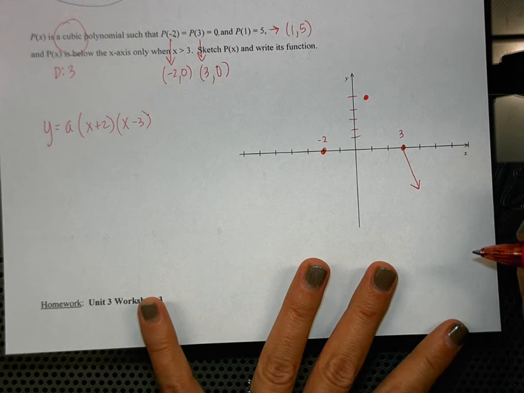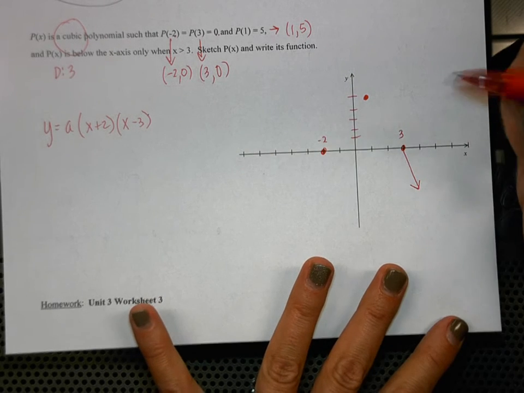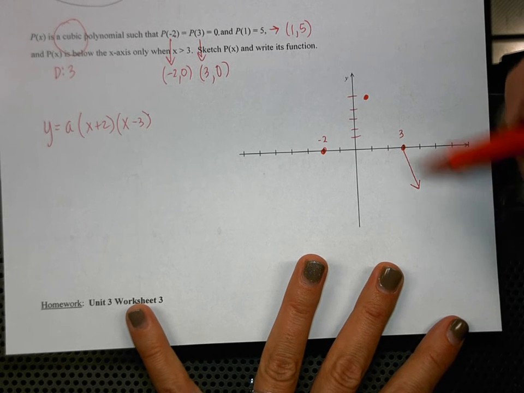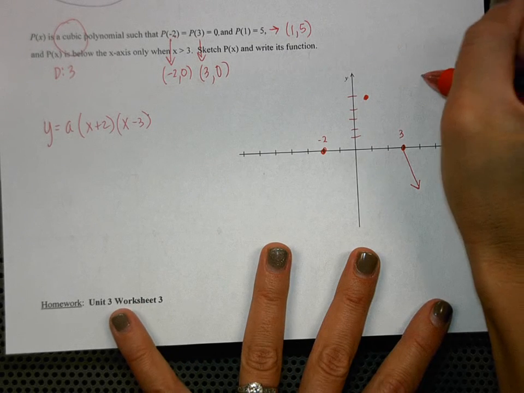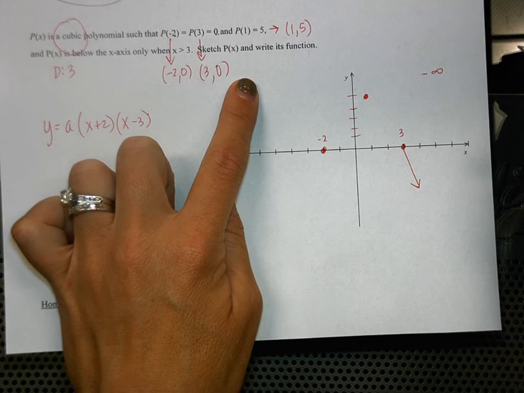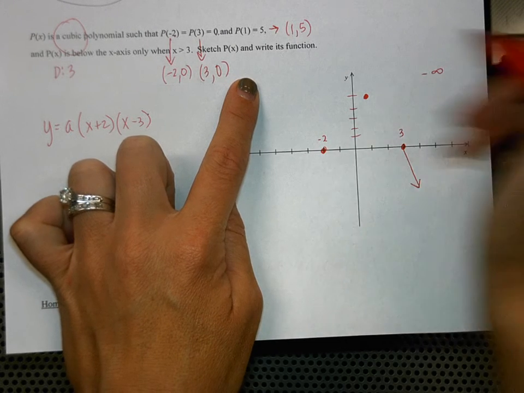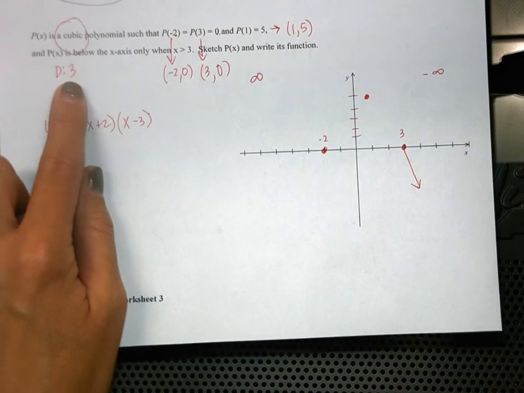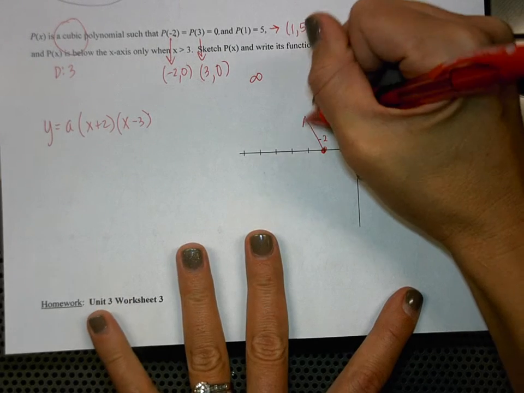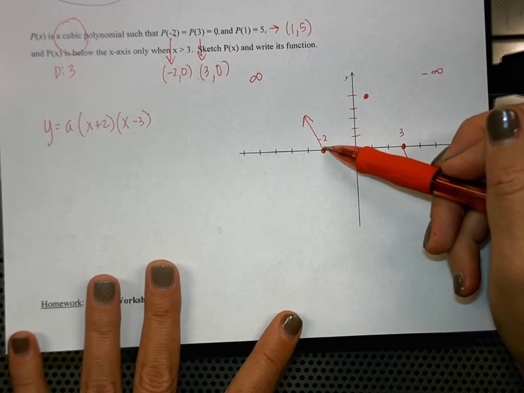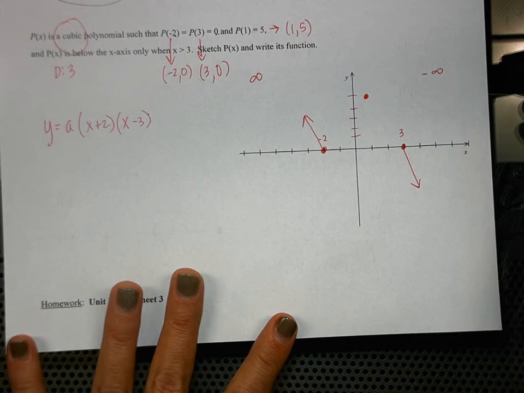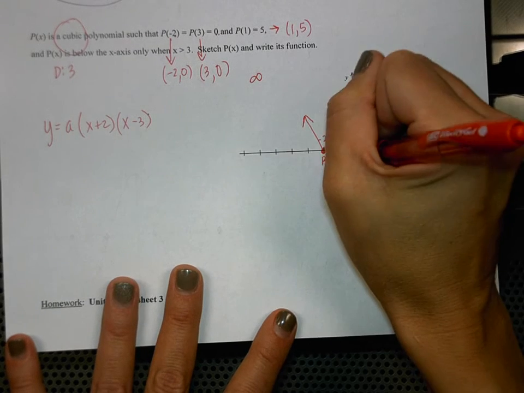Now this is an odd degree. Do we all agree? Yes? If my right end behavior is going down, that means over here is negative infinity, which means my left end behavior will have to be what? Positive. Because odd degrees means opposites. Now, in order for this to stay above the x-axis, what's going to happen at negative 2? It's going to bounce. And on this one, it's going to pass through.